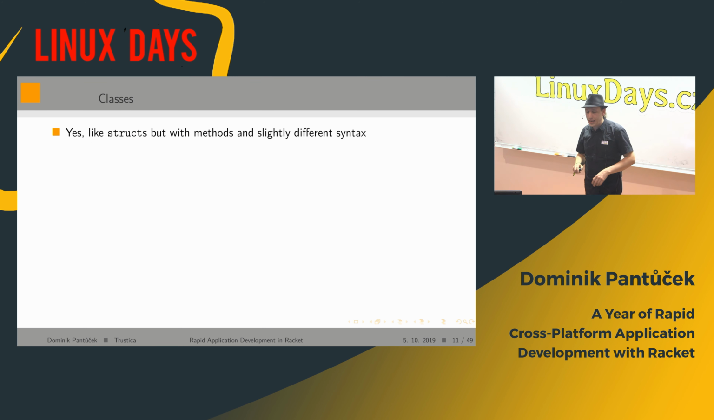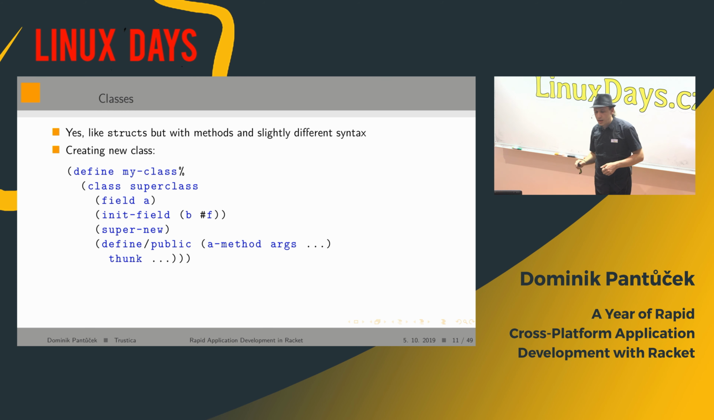Of course, there are also classes. We'll get later to why I'm talking about them. It's basically like structures, just with different syntax, and you can add methods. So if you want to create a new class, you just say, once again, you create the class, and again, the type itself is a value, so I need to bind this value to the name. And this is a simple class.